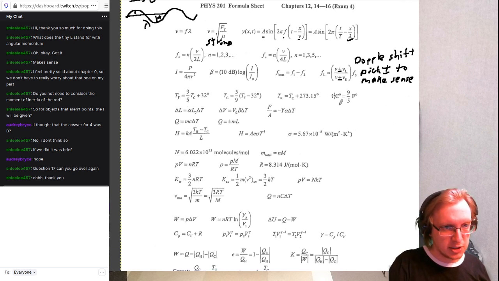Here we have some unit conversions. So we can convert Celsius to Fahrenheit, Fahrenheit to Celsius, Celsius to Kelvin. This is basically this here. But basically it's saying that a change per degree Celsius is equal to a change of 9/5 of a degree Fahrenheit.